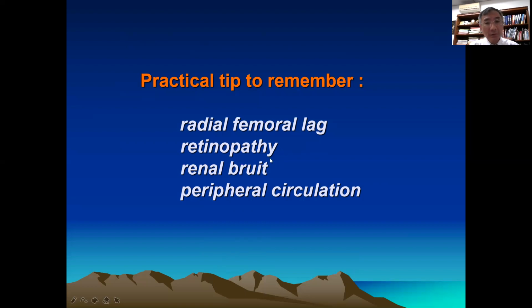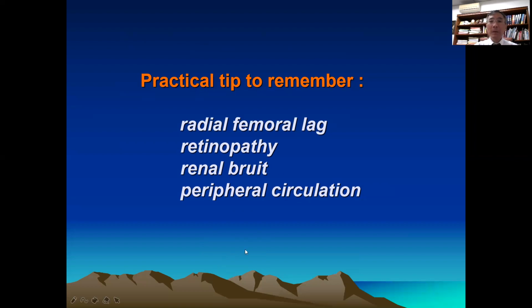Look at the fundus for retinopathy of hypertensive changes, auscultate the abdomen and the loins for the renal bruit, because renal artery stenosis can be picked up with the renal bruit, and if the doctor is not attentive to look for it, it is a condition that can be missed for years, and the patient's hypertension will be difficult to control. So look for renal artery stenosis by auscultating for the bruit.